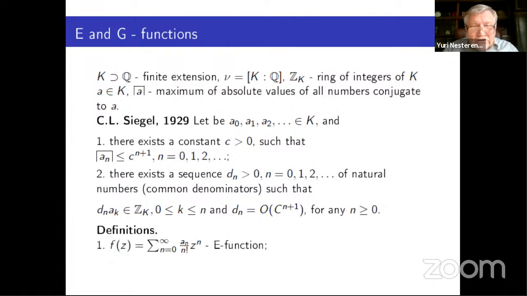And now the definition: an E function is a sum of such a series. Due to the first condition, an E function is an entire function. And second, the definition of a G function is almost the same, but there is no factorial in the denominator. G functions have a finite radius of convergence. So an E function is an entire function, and a G function has a finite disk of definition.